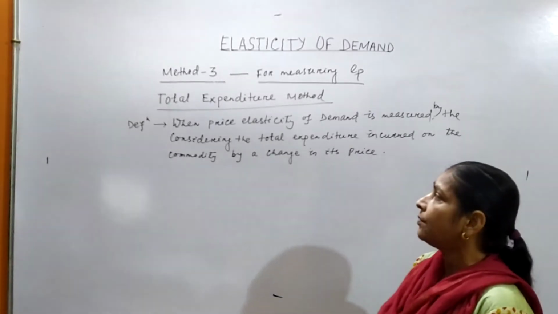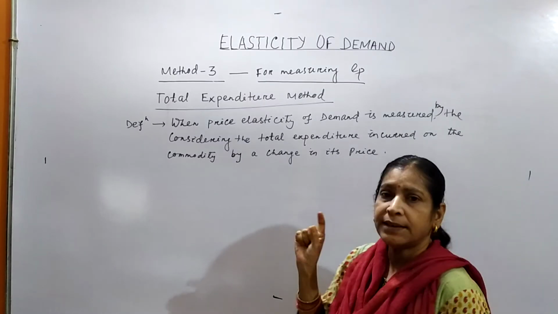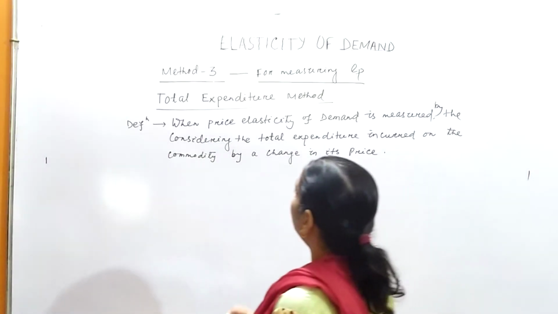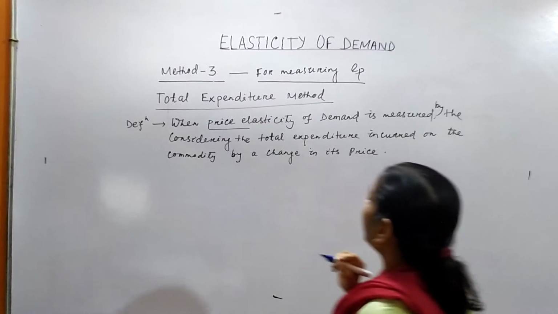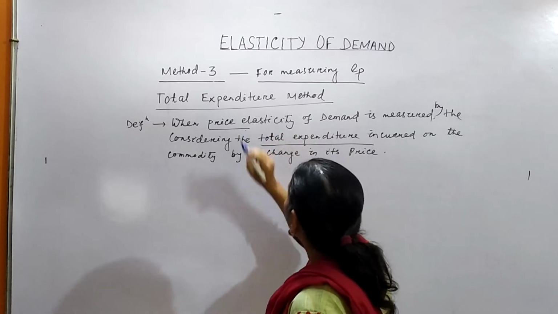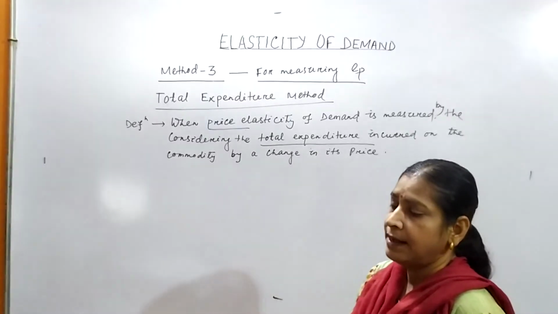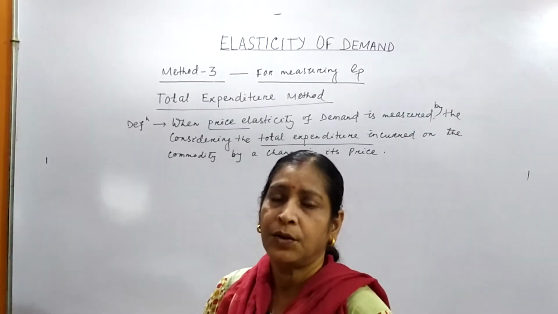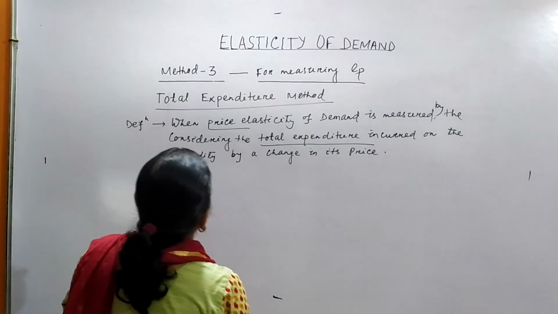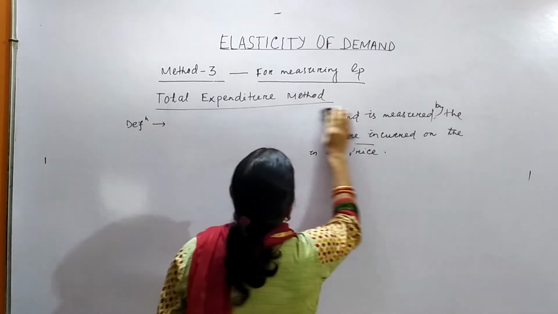Here the two major variables are price, change in price, one variable, and due to the change in price, how total expenditure responds. So the two variables are price and total expenditure. Price change होने से total expenditure of the commodity consumer, how it changes, this we can measure with the help of total expenditure method. Now, total expenditure method is of three types.